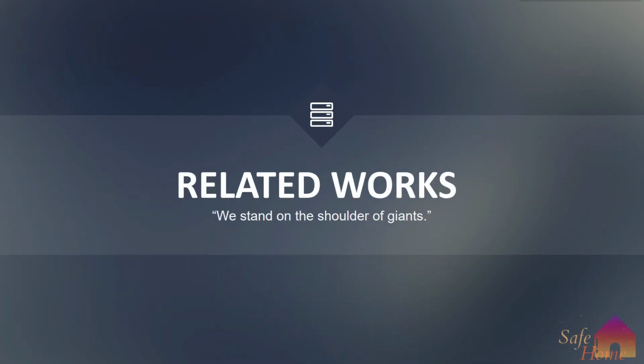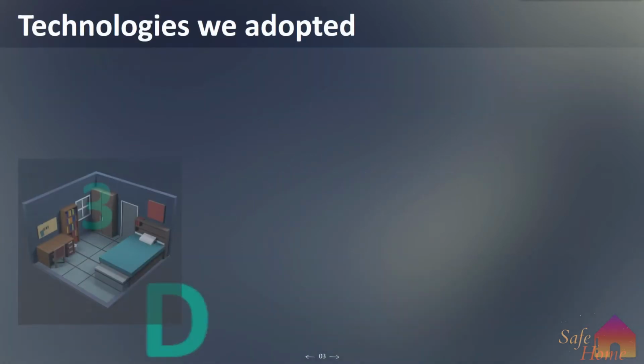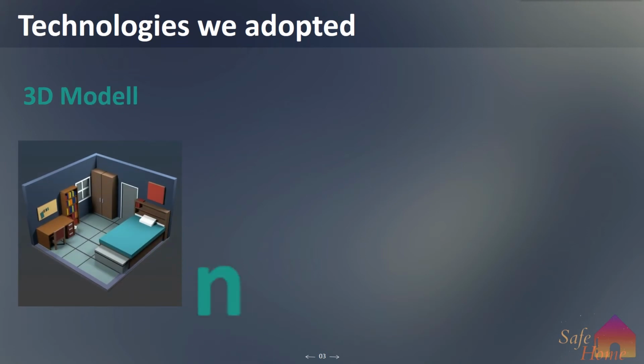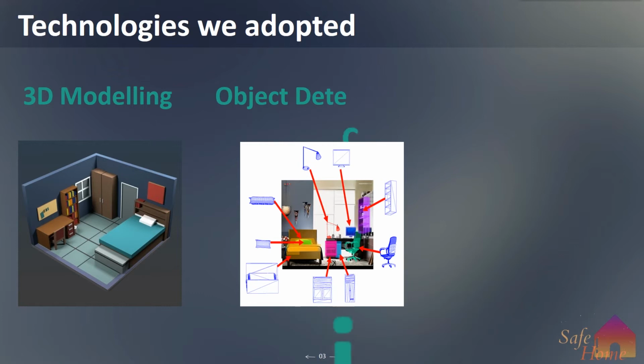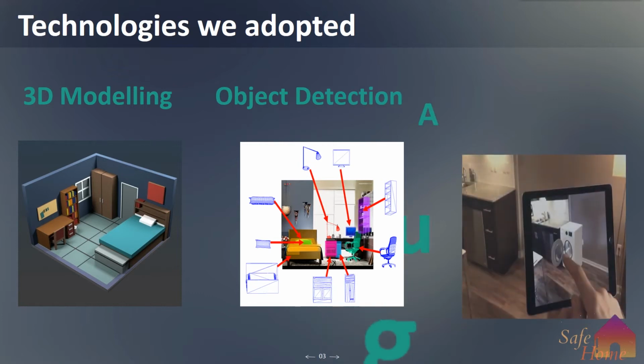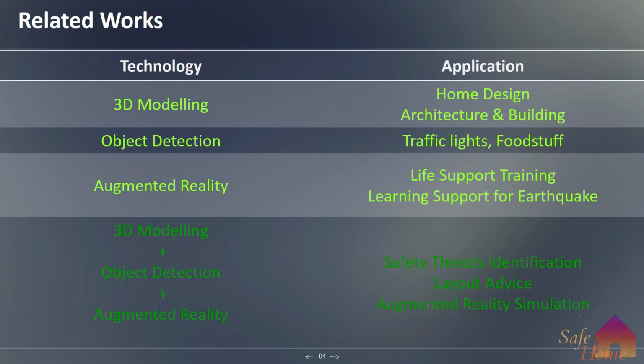This part is the related works of our application. We used mainly three technologies in our mobile application, including 3D modeling by making use of videos or pictures, object detection, as well as augmented reality. These three technologies are widely used in the safety domain.